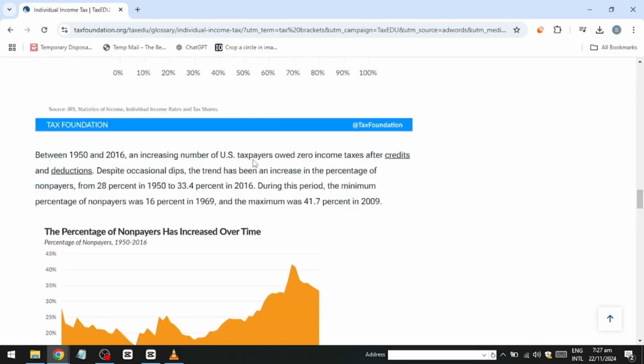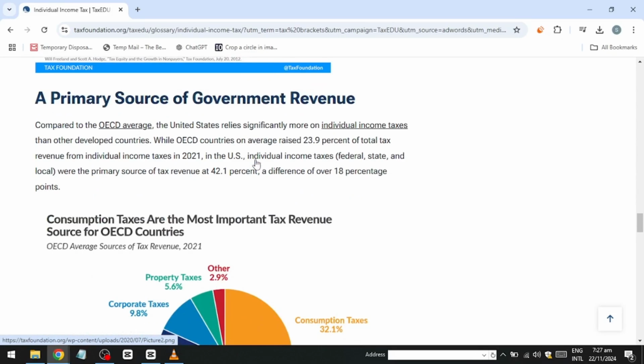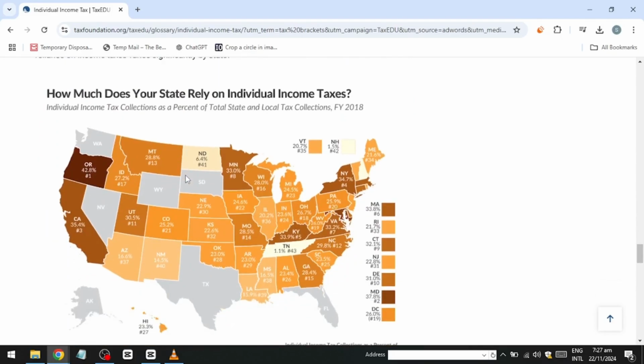Individual income taxes make up a significant part of government revenue. In fact, they account for over 40% of the federal government's income, making them the largest single source of funding. This money is used to pay for programs and services that benefit society as a whole, including national defense, public health initiatives, and social security.